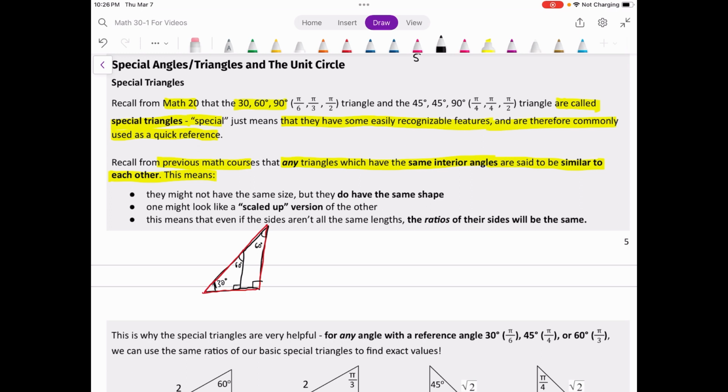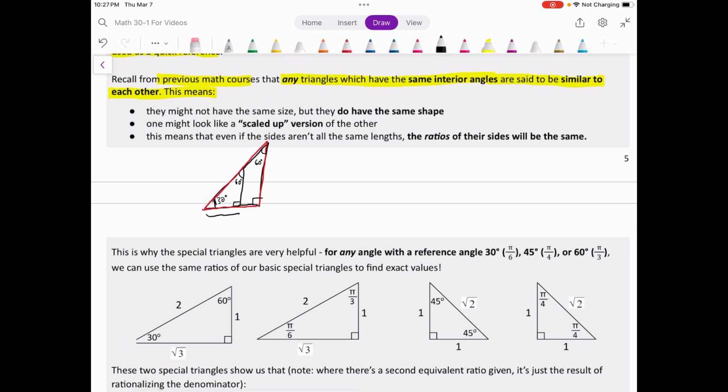So since they have the same interior angles, they might not have the same size. Maybe this is root 3 and this is 1, and maybe this one is twice as big: 2 root 3 and 2. Individually the sides might not be the same, but the ratios are the same because these triangles have the same shape, right? Different size but same shape. They are similar triangles. So even though the sides aren't all the same lengths, this is the key takeaway: the ratios of their sides are still the same.